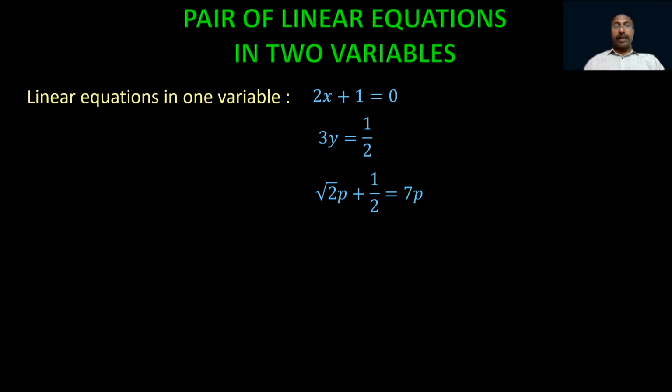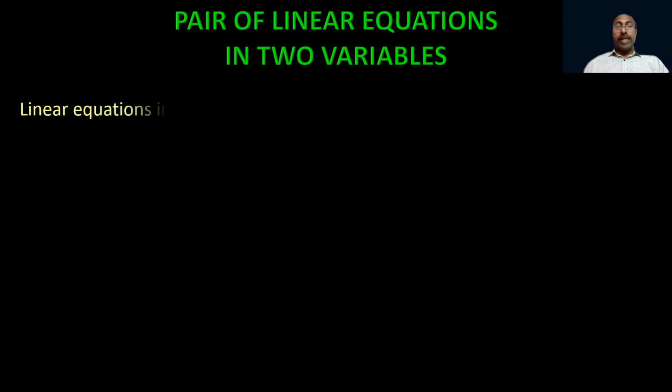And let us see linear equations in two variables. 2x plus 3y is equal to 12. In this equation we have two variables x and y, and the degree of the equation is 1, because the highest power of the variables is 1. So 2x plus 3y equal to 12 is also a linear equation in two variables.